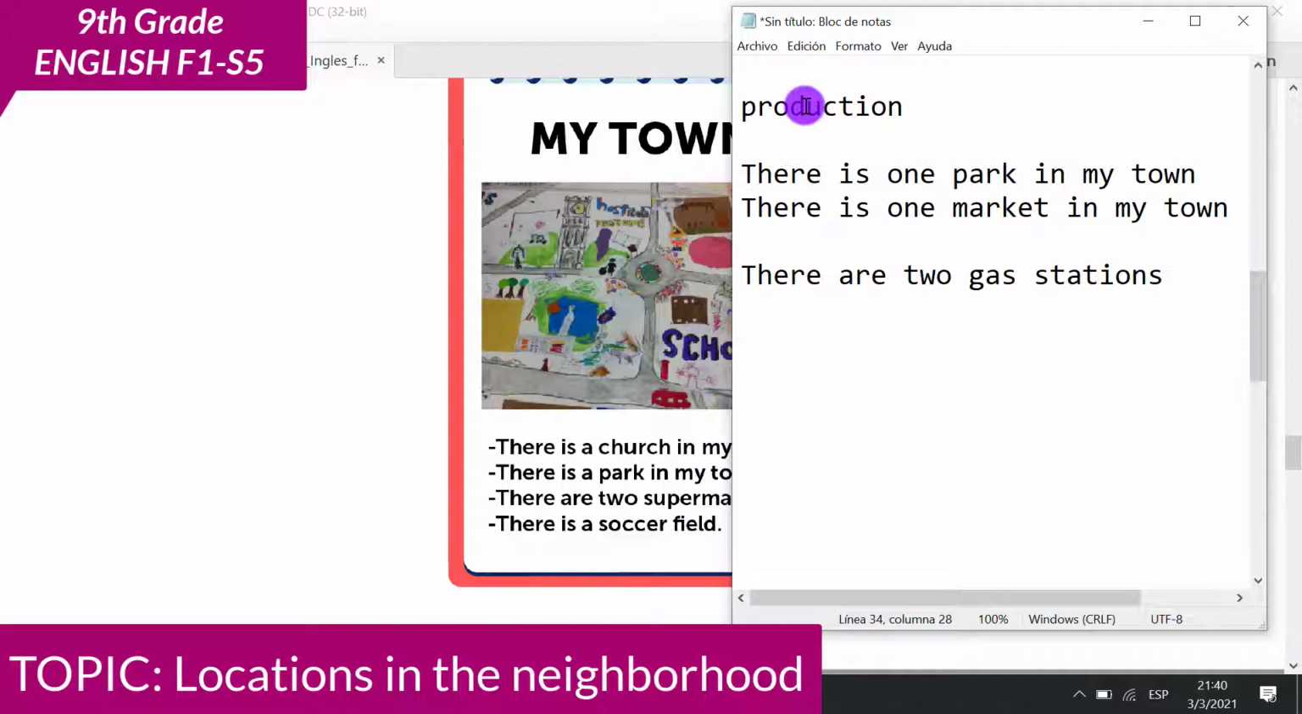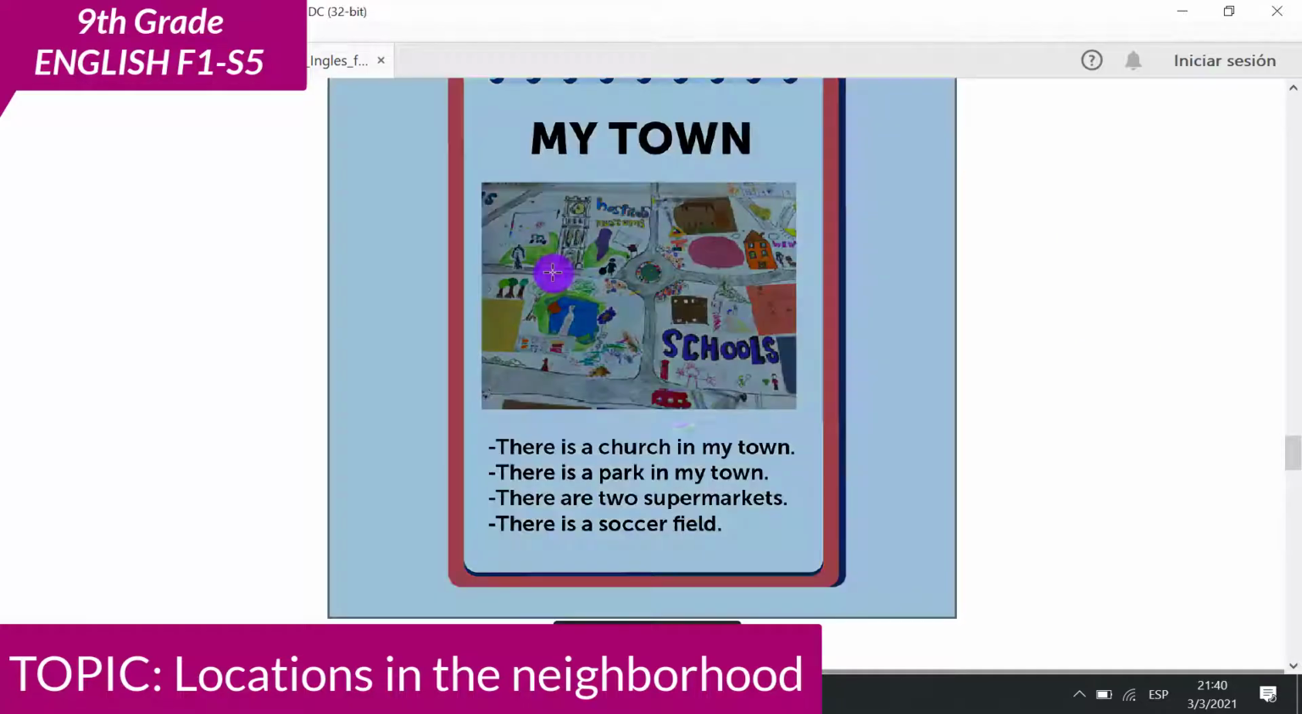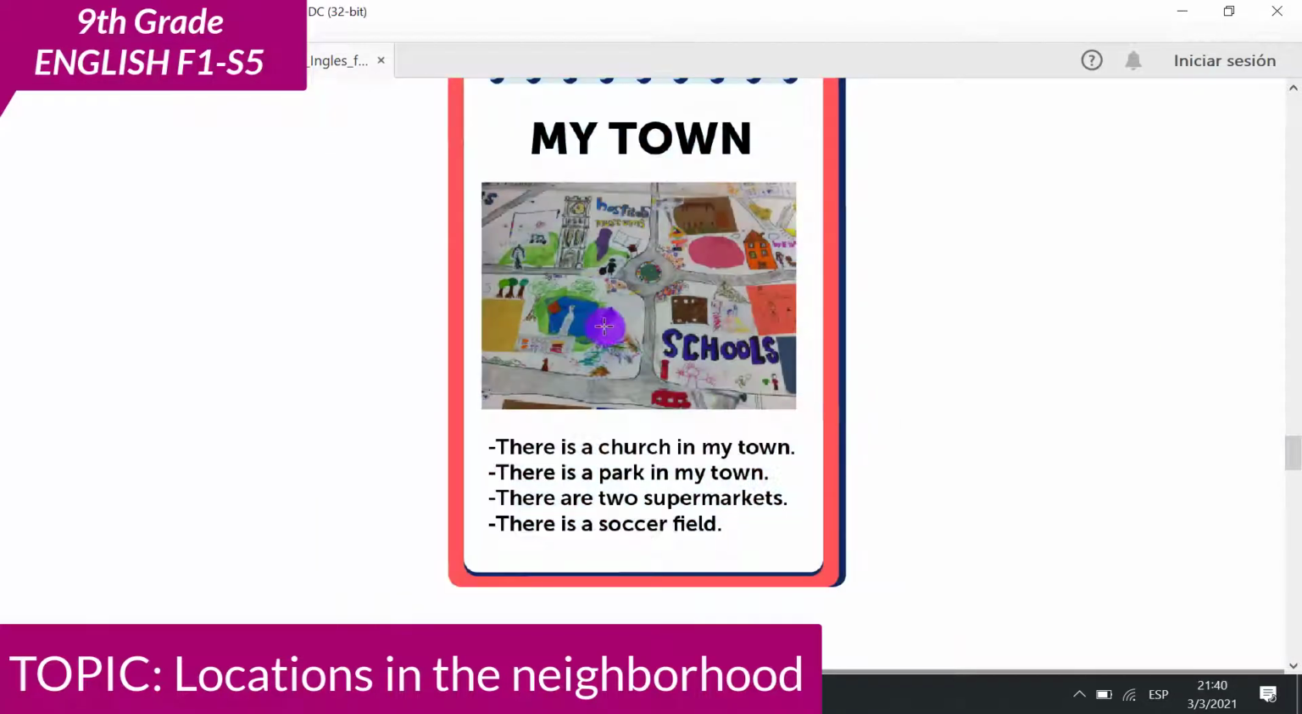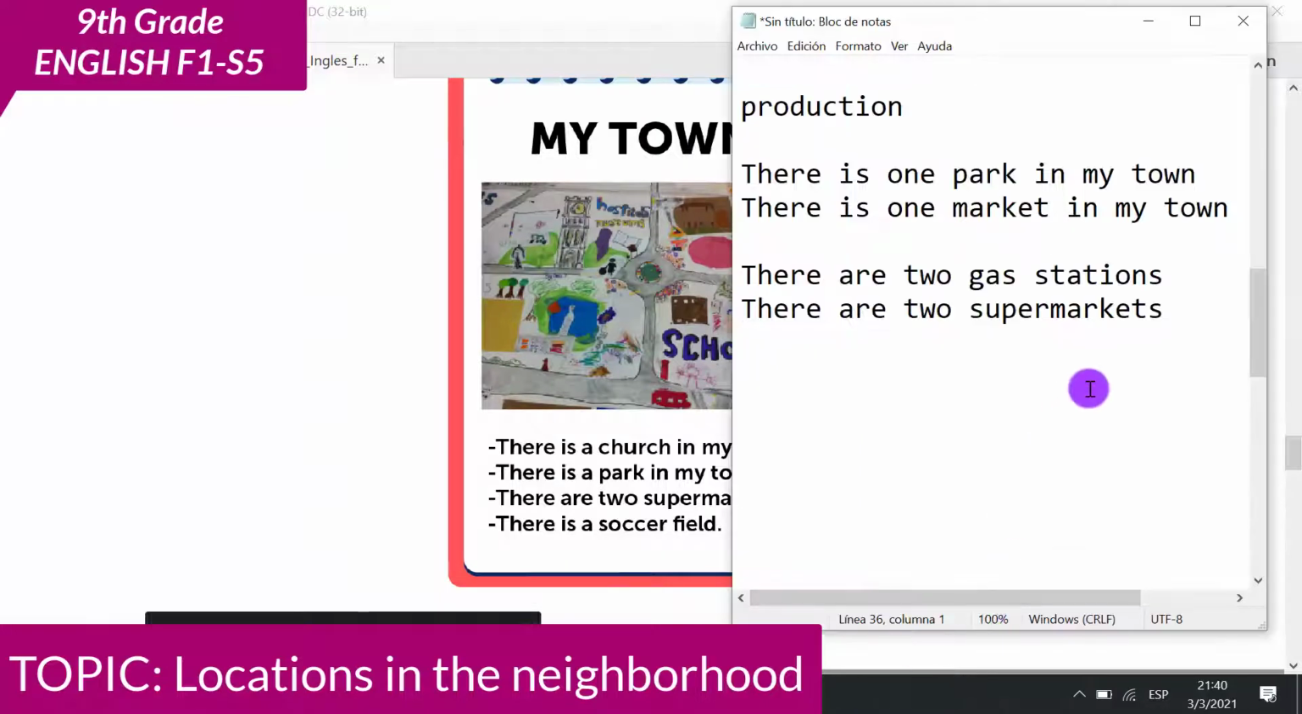For example, okay? There are, piensa de qué otro hay dos. There are 2 supermarkets in my town, okay? Y así puedes poner there is para todo lo que hay uno y there are para todo lo que hay 2, 3, 4 or more, okay? Puedes seguir los ejemplos y hacer todo lo que se te ocurra dependiendo de lo que hayas hecho en tu dibujo. For example, uno más que voy a poner.